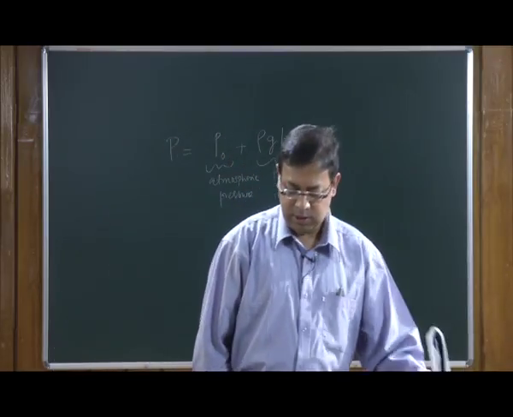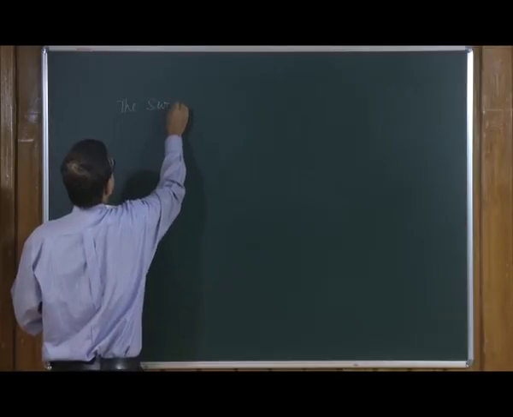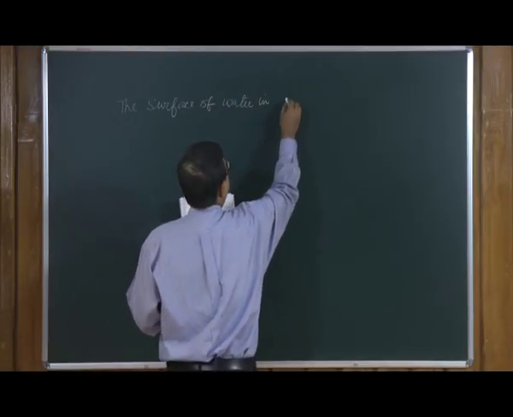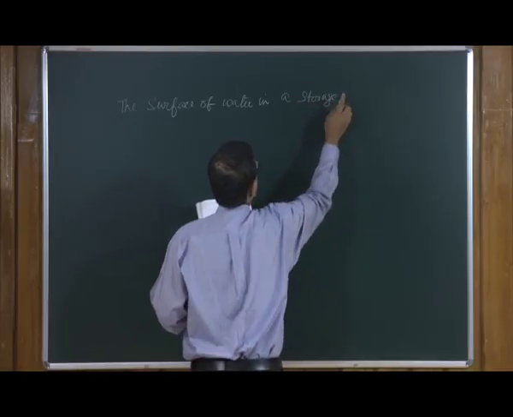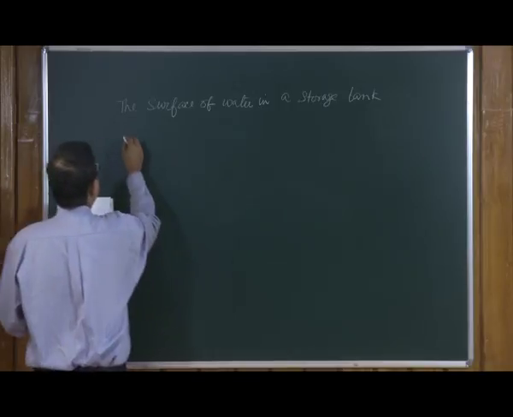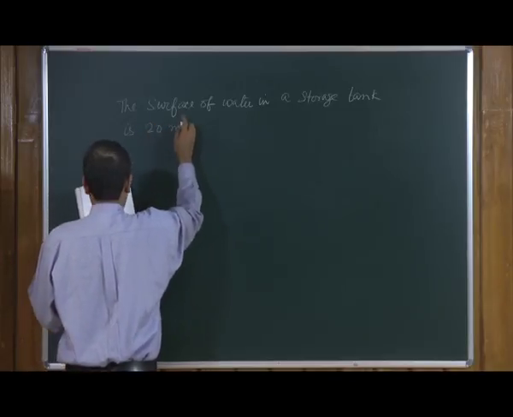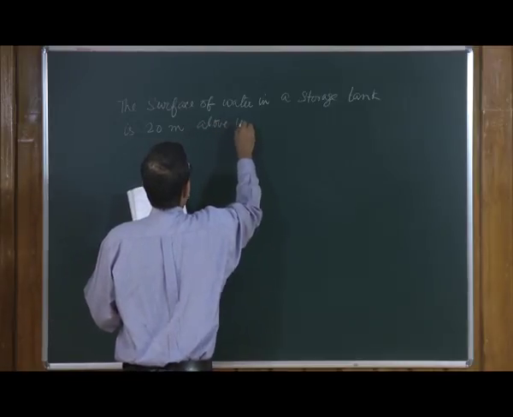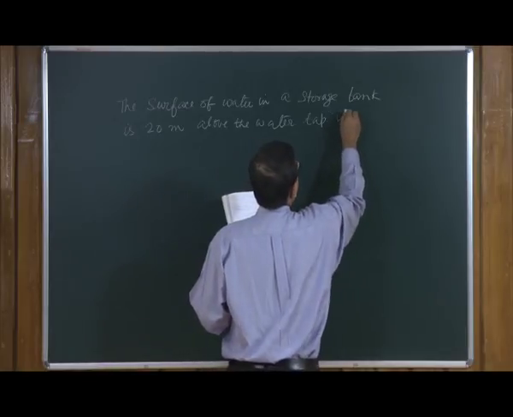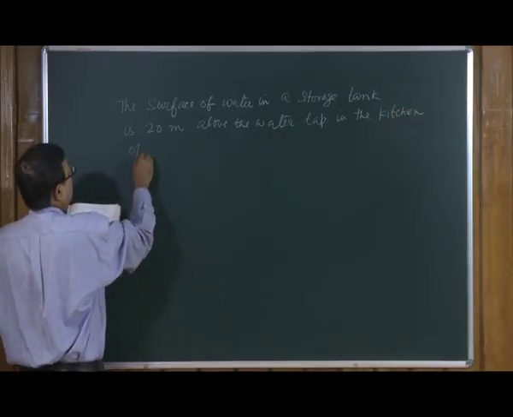So, let us do a problem which says that the surface of water in a storage tank is 20 meter above the water tap in the kitchen of a house.